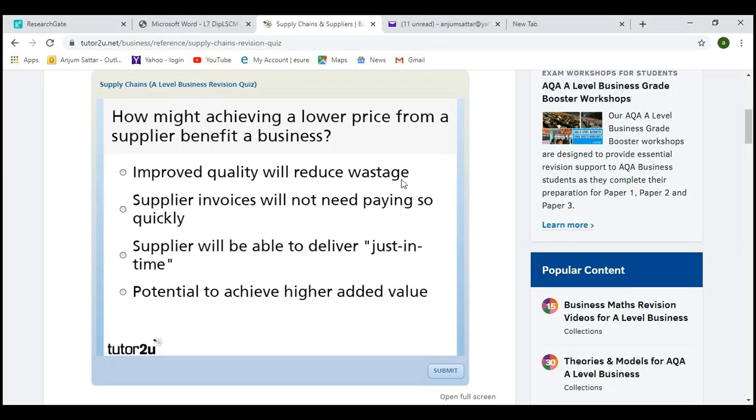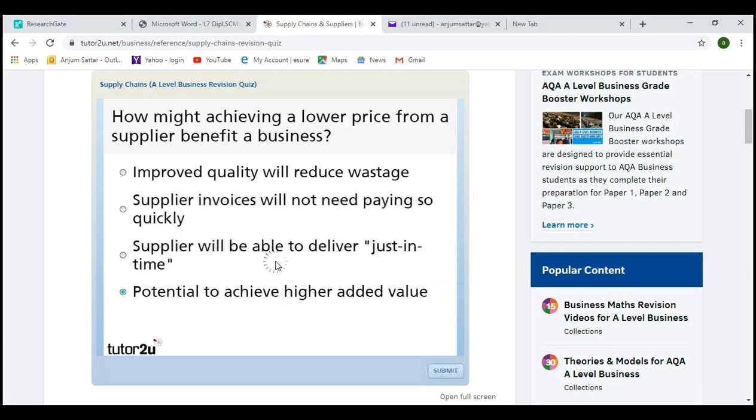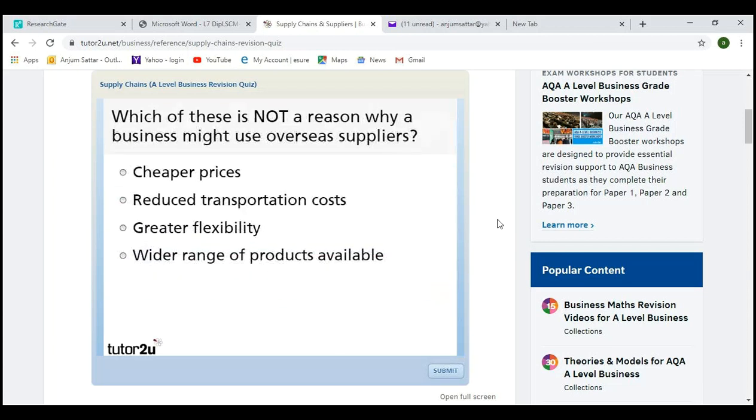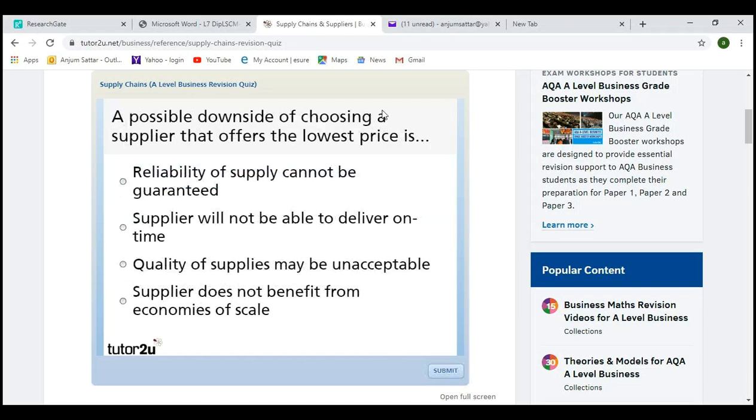Fourth option, potential to achieve higher added value. Brilliant, well done, correct. And which of these is not a reason why a business might use an overseas supplier? Reduce transportation cost. Second. Well done, correct. Good.